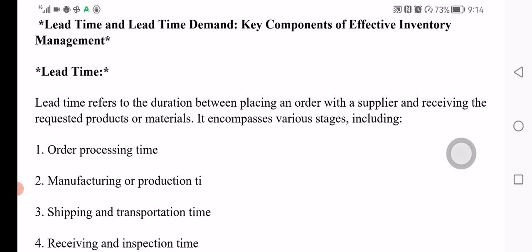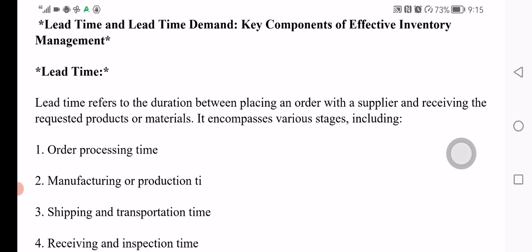So it encompasses various stages. You must know what stages are passed through in the lead time. First is order processing time. When you place the order, the time taken in order processing, which means verification of that order by the supplier, will also be counted in the lead time.